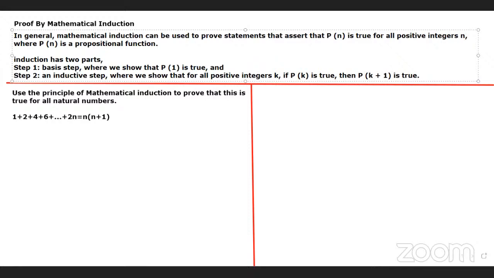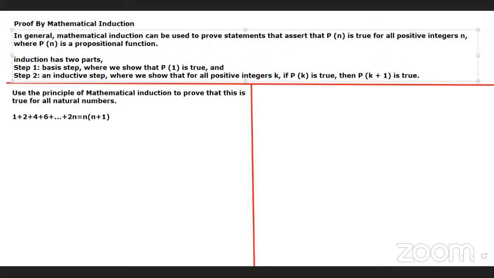We have the basis step, where we show that P of 1 is true, and we have the inductive step, where we show that for all positive integers k, if P of k is true, then P of k plus 1 is true. Once we can show those two steps, we would have concluded our proof. So let's look at an example. We're going to use mathematical induction to show that 1 plus 2 plus 4 plus 6 plus ... plus 2n equals n times n plus 1, and we are going to show that it's true for all natural numbers.